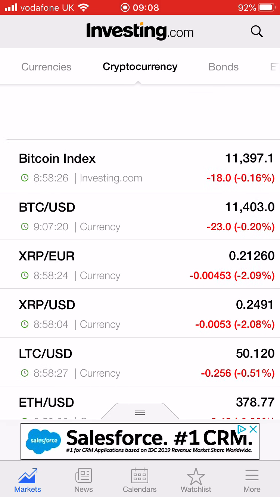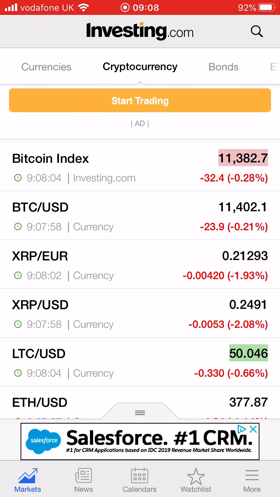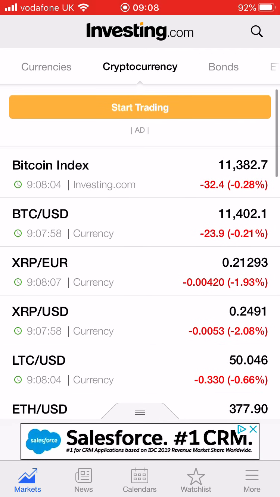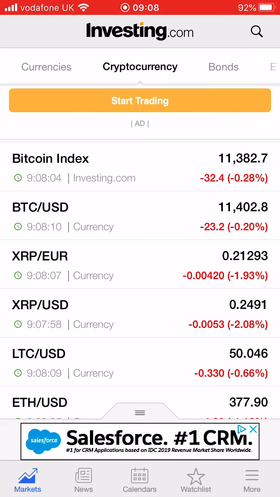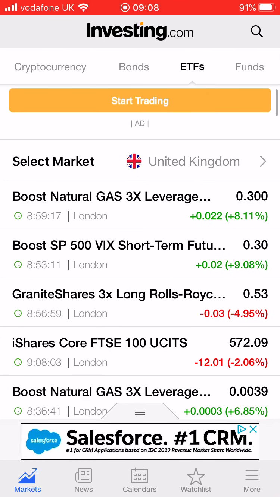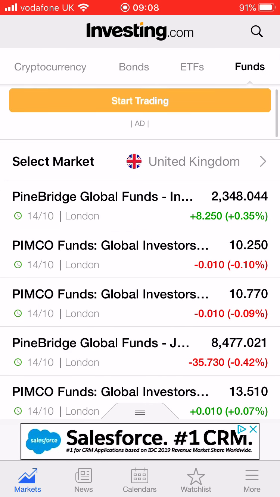And they also give cryptocurrency as well. I don't really use this too much for cryptocurrency information, but it can be handy to have there. I do keep it on my watch list. And they've got bonds, ETFs, and funds.